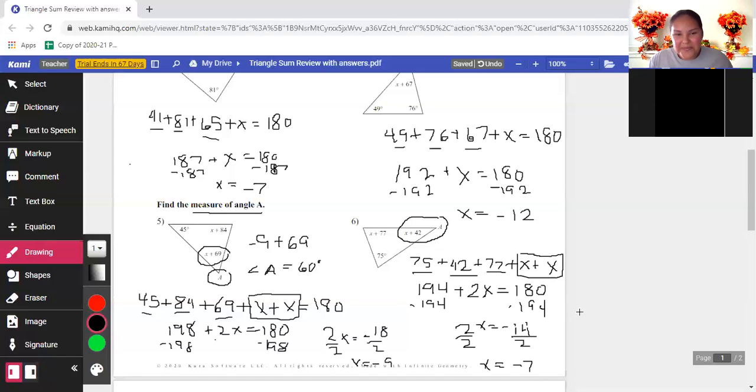Am I done here? No. I have to find my angle A. So plug in your x. My x is -7, so -7 plus 42 gives me what? 35. So angle A is 35 degrees. Don't forget to put your little degree symbol on there, guys.